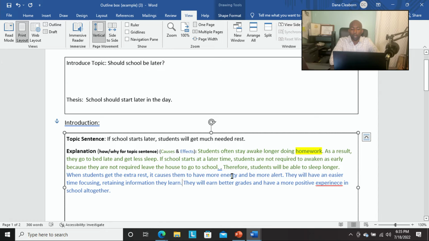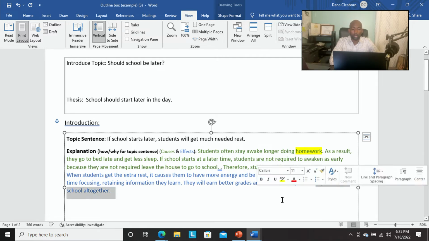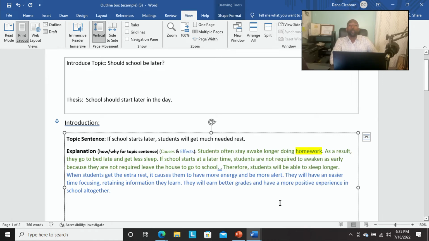They will earn better grades and have a more positive experience. Let's fix the spelling in this. Experience in school altogether. Okay. So causes and effects. This is the first part. This is the explanation of the body paragraph.